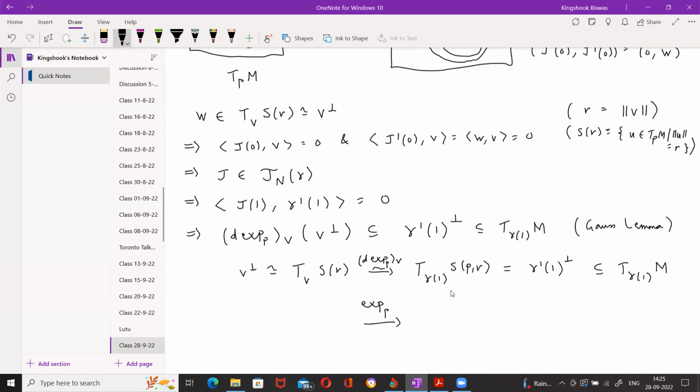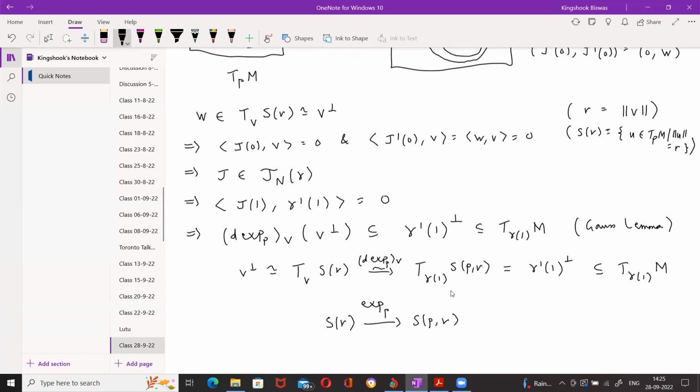What I'm saying is DXPPV evaluated on V perp will be equal to gamma prime 1 perp. Actually, this will be an equality because of equality of dimensions. This has dimension n-1 and this also has dimension n-1. So actually they're equal. That's what you're saying, right? Yes, exactly.